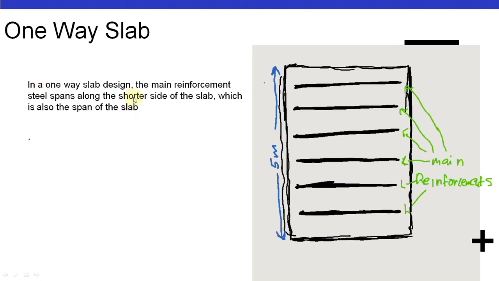In a one-way slab design, the main reinforcement steel spans along the shorter side of the slab, which is also called the span of the slab. So in a one-way slab design, this 2.5 meters here, which is the shorter side, is the span of the slab, and it's also where the main reinforcements span.